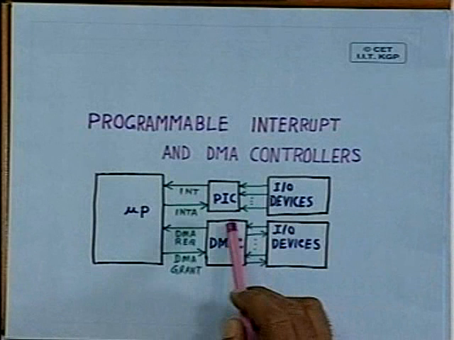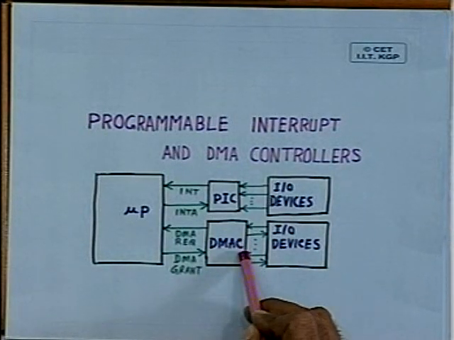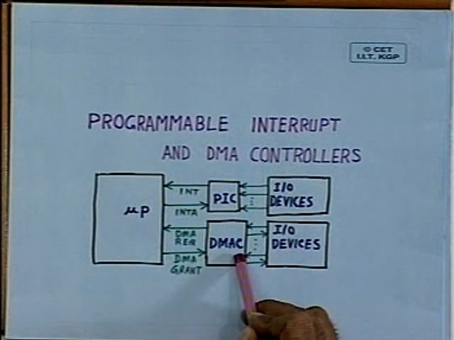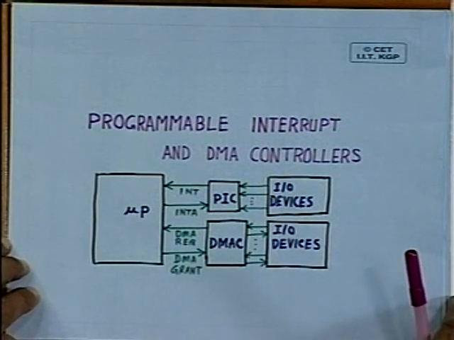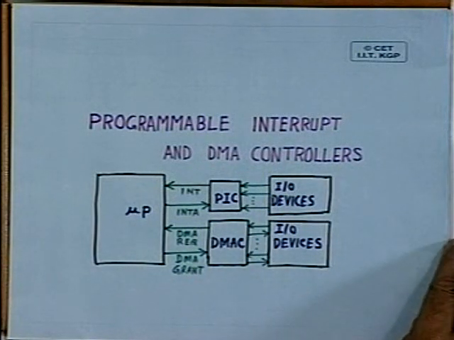Now, in this lecture, we shall consider two very important programmable special purpose I/O devices. One is for interrupt, which is known as programmable interrupt controller, and another is the programmable DMA controller. And we shall see how these devices can be used for efficient implementation of interrupt driven data transfer and DMA mode of data transfer.